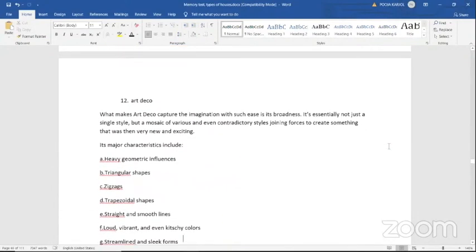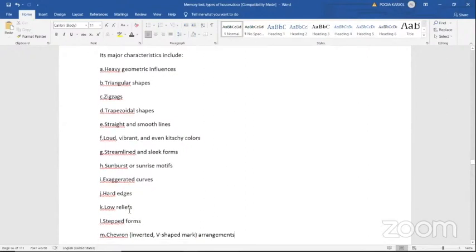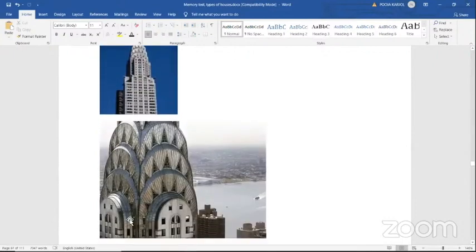Art Deco. Its main characteristics are heavy geometrical influences, triangular shapes, zigzags, trapezoidal shapes, straight and smooth lines, loud, vibrant, and even kitschy colors, meaning vibrant. Streamlined and sleek forms, sunburst or sunrise motifs, exaggerated curves, as in not the part of the building but the decor. As I've said, straight and smooth lines. Hard edges, low reliefs, stepped forms. These, as you can see.